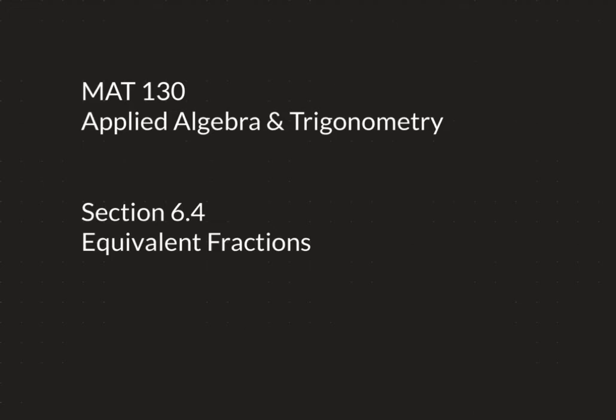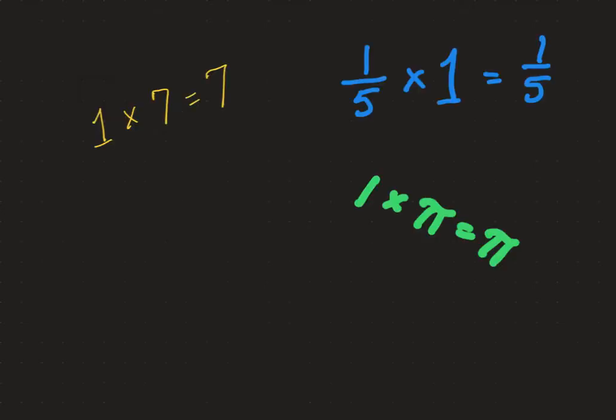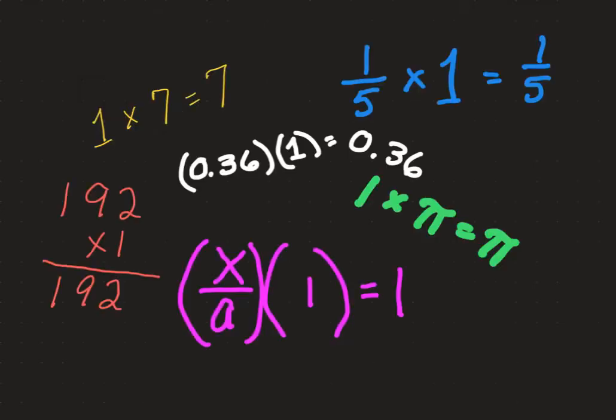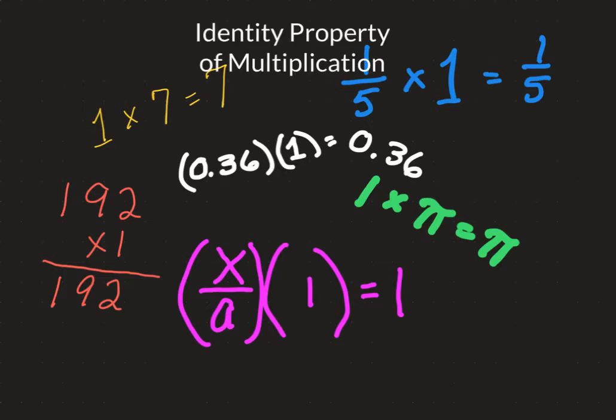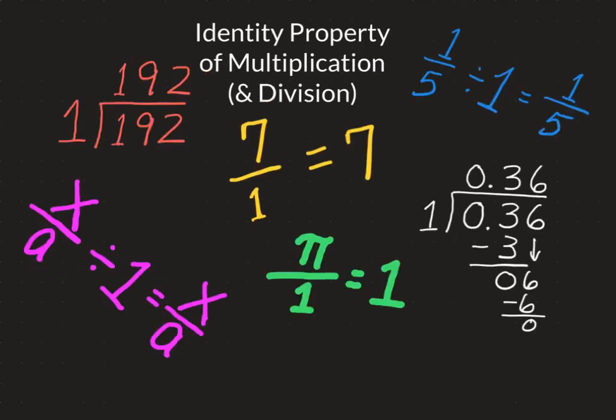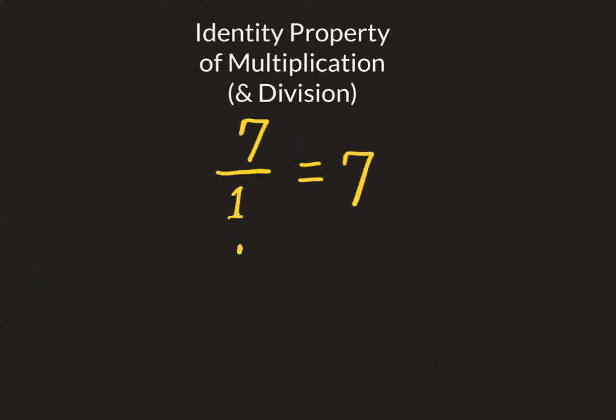Today we're going to be talking about equivalent fractions. I hope you will all agree with me that 1 times any number is equal to that number. We call this concept the identity property of multiplication, but it works for division also. So we will be working with the identity property of multiplication and division. It is also true that any number divided by itself equals 1, because in 7 there is 1 7.